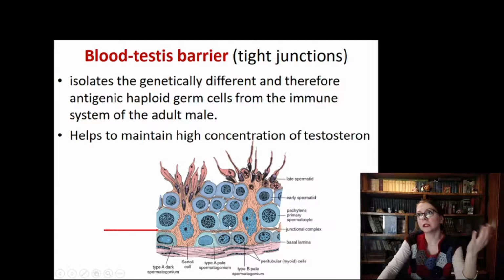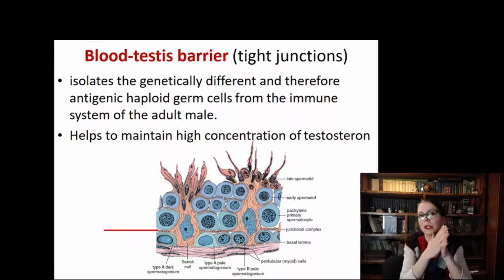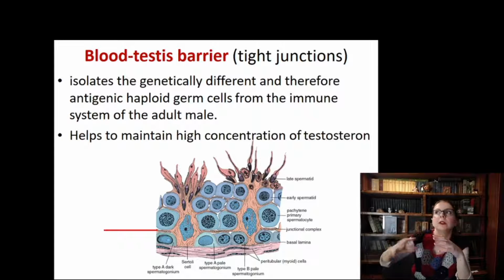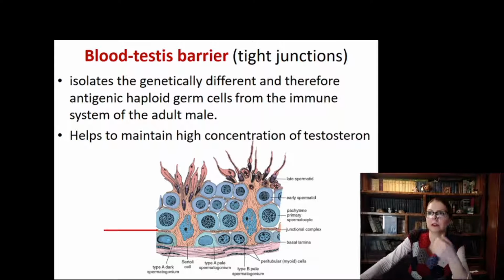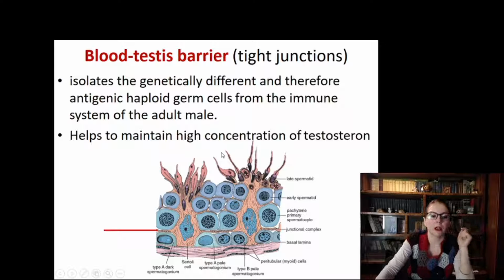Another reason is that spermatozoa, due to crossing over, exchange different regions of their chromosomes, so they have a slightly different combination of genes. So this is another factor making them different from the paternal cells. So in any way they should be hidden. Then why is this barrier very important?